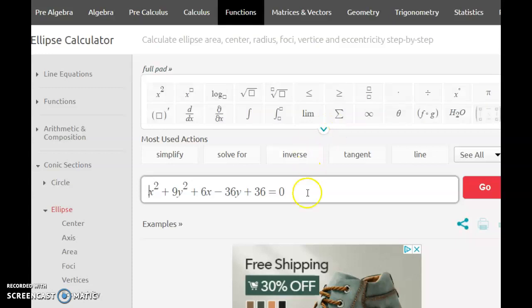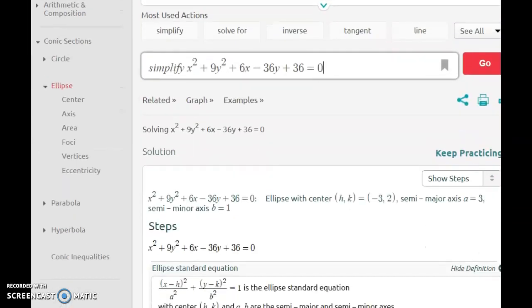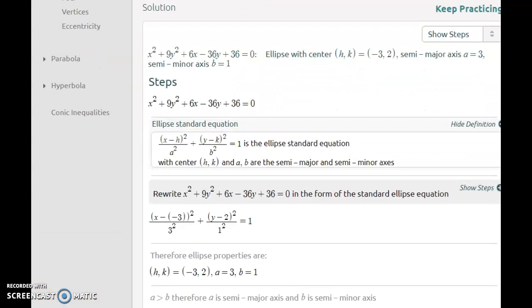All right, so let's do this one. I'm going to type simplify in the front, and let's see what Symbolab comes up with. All right, click a little down. It says, here's the ellipse standard equation. So that's what it aims for. And here it's writing it already.